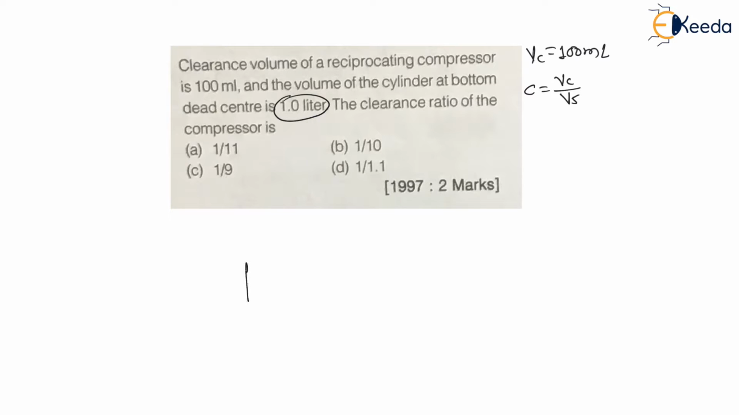Let us draw the diagram. Here there is a reciprocating compressor, therefore there will be a cylinder, and in this cylinder there will be one top dead center and one bottom dead center. Between the top dead center and bottom dead center the piston is reciprocating. Let us say the piston is now at bottom dead center. Now at top dead center the volume is called clearance volume, VC.